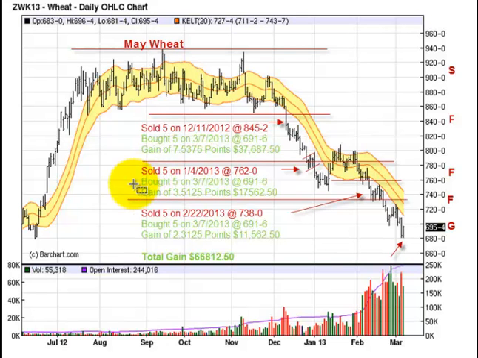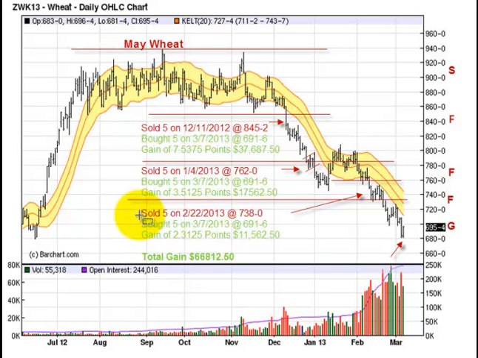Okay, we sold 5 more in an accumulation on 1/14/2013 at 7.62 even. And again, we bought those 5 back on 3/7/2013 at 6.91 and 3/4 for a gain of 3.5125 points for $17,562.50.